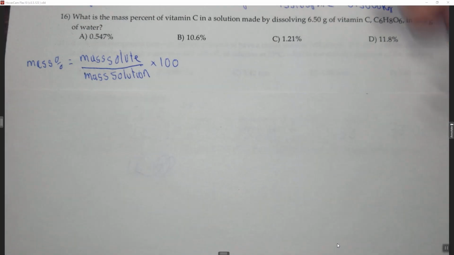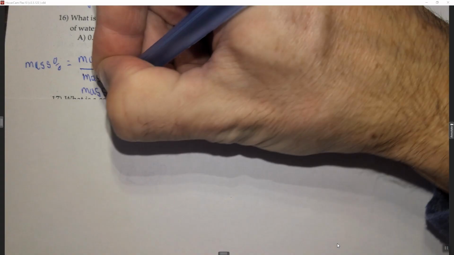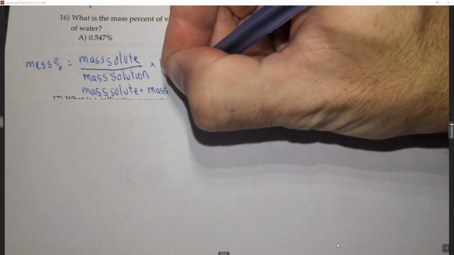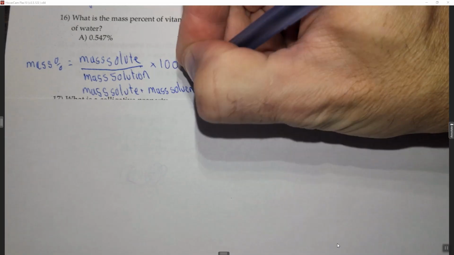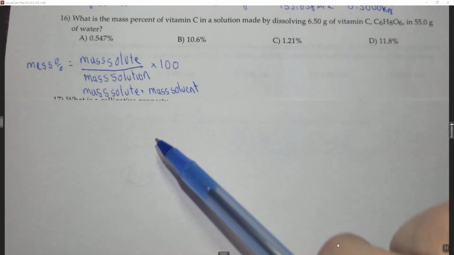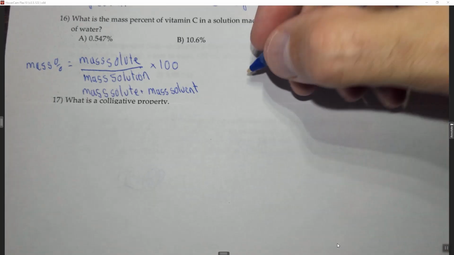So this is basically how we're going to do this. However, what we need to be aware of is the mass of the solution is the total mass of the solution, which is the mass of the solute plus the mass of the solvent. Now, we need to be careful with this because we need to read the question carefully and see, did we get the mass of the solution or the mass of the solvent? You could get either, so you have to read it carefully to figure it out.